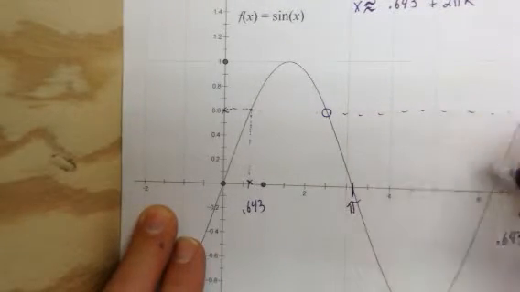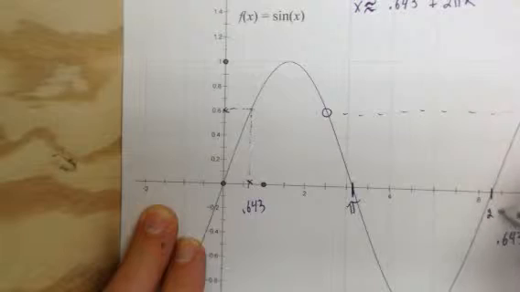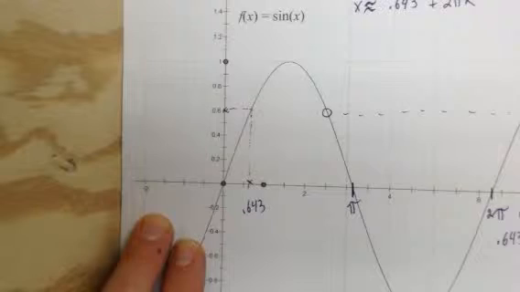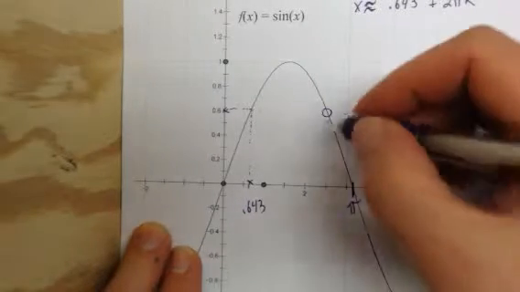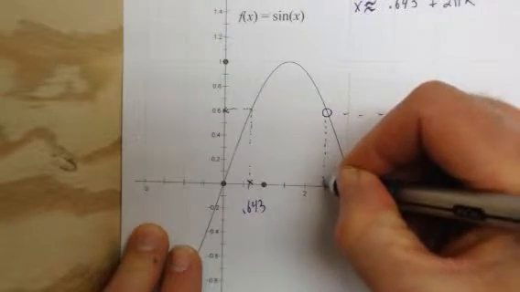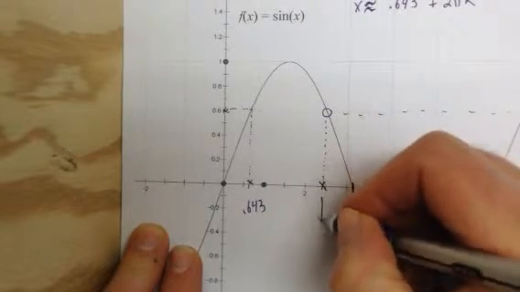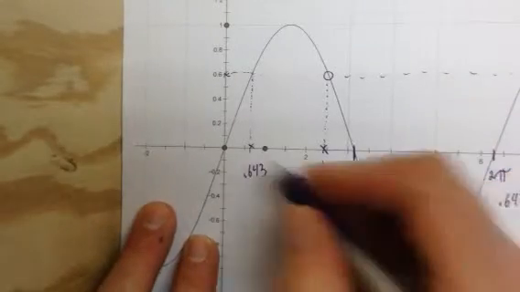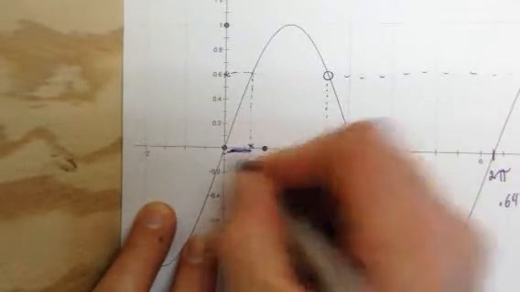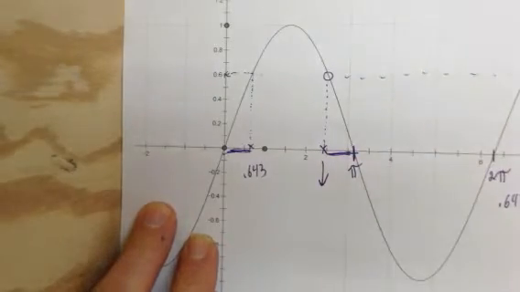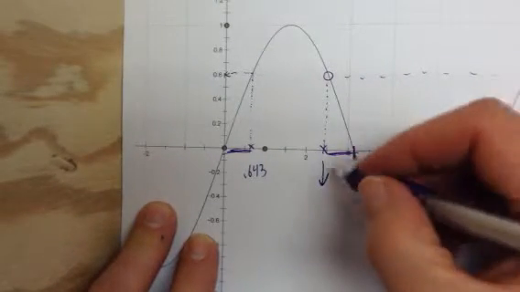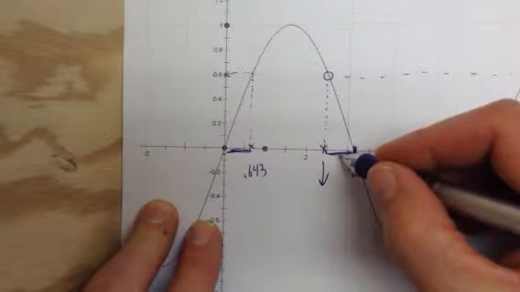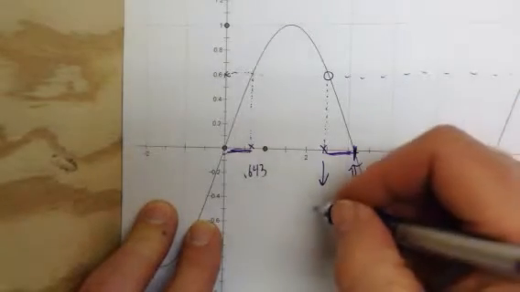We know this is pi, and this is, of course, 2 pi. Pause the video, think about it for a second, come back, see if you can find an expression for this. Welcome back. If what you noticed was that this distance has to be equal to this distance by symmetry, then this particular x value is pi minus 0.643.